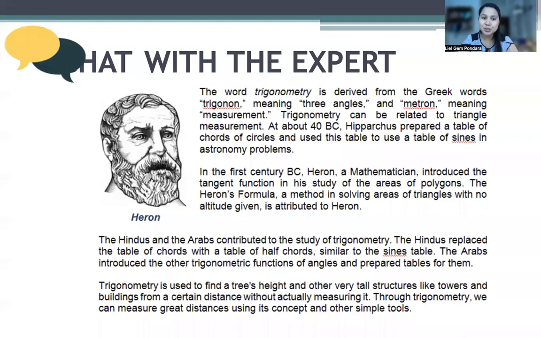Let me introduce you to Heron. Now, who is Heron? Heron is a mathematician who introduced the tangent function in all of his studies in polygons. Heron's formula, the formula we use in solving triangles with no altitude given, is attributed to Heron.